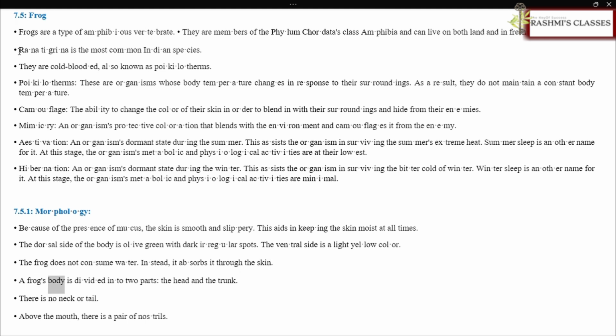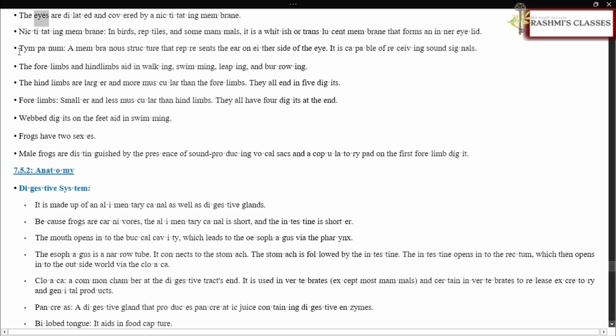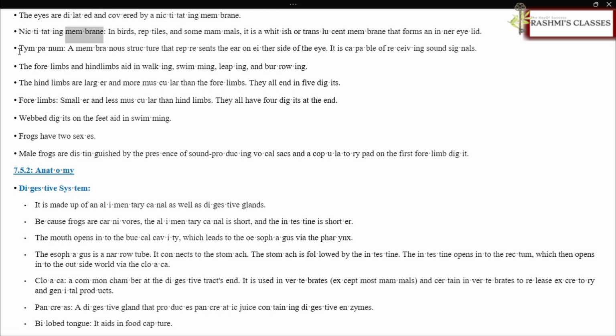A frog's body is divided into two parts, the head and the trunk. There is no neck or tail. Above the mouth, there is a pair of nostrils. The eyes are dilated and covered by a nictitating membrane. Nictitating membrane. In birds, reptiles, and some mammals, it is a whitish or translucent membrane that forms an inner eyelid.